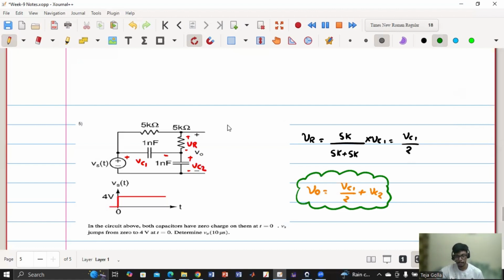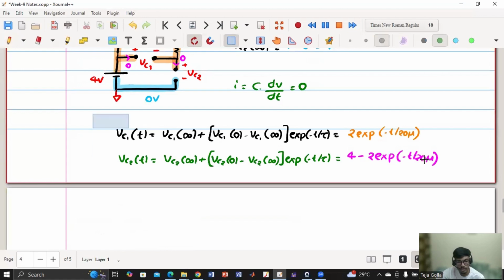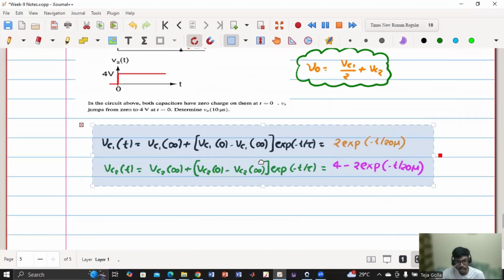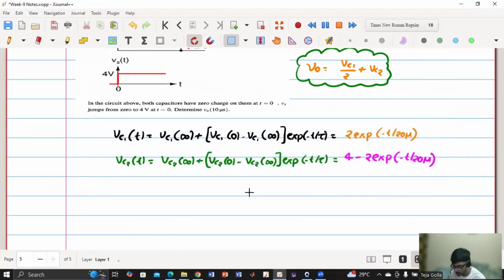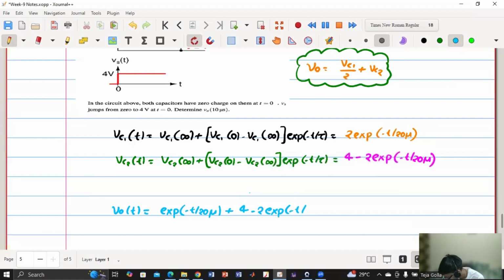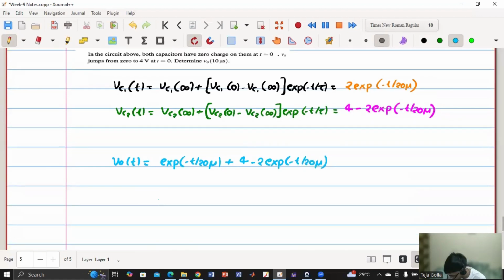Agree? V naught. Yes, sir. So now I have VC1, I have VC2. VC1 and VC2 are obtained like this. So now I'll write the final expression for V naught. V naught of t is equal to VC1 by 2, so it will be exp minus t by 20 micro, plus VC2, which is 4 minus 2 exp minus t by 20 micro. So eventually we'll get V naught of t is equal to 4 minus exp minus t by 20 micro. So this is the overall expression of V naught of t.